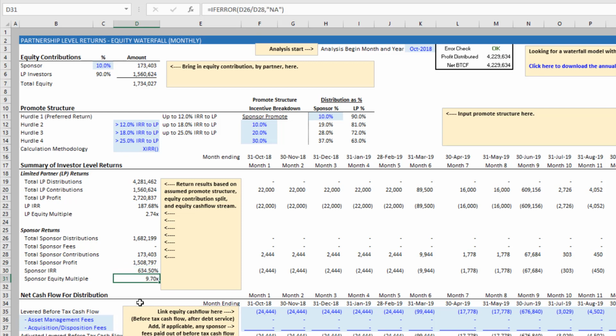So that's how you use the equity waterfall model with monthly periods and IRR hurdles. Let me know if you have any questions.